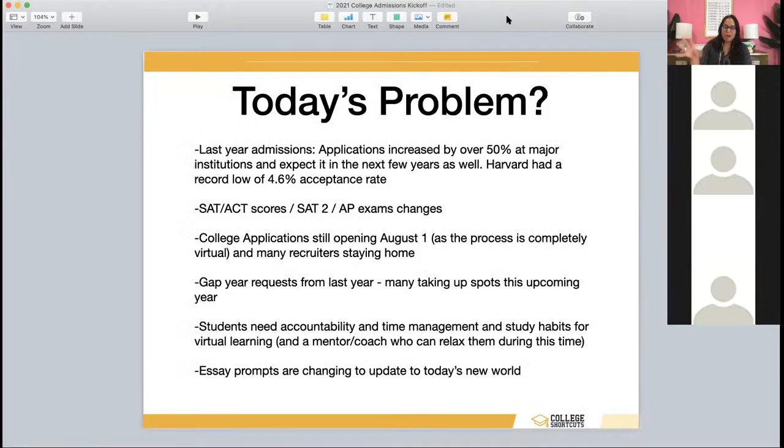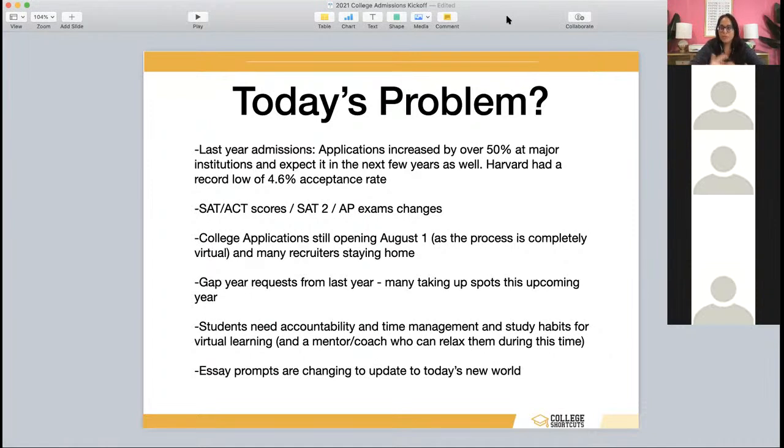So let's talk about today's problem. Last year, admissions applications increased by over 50% at major institutions. Some saw upwards of 46,000 extra applications for something as little as 3,000 seats. UC schools saw hundreds of thousands more applications, and we do expect to see that continue in the next few years. Harvard had a record low of 4.6% acceptance rate. Guys, these rates are going to keep going lower. And I don't want to freak you out, but I just think you should know the reality. Because the competition is getting stronger, you need to make sure you have the right team by your side.